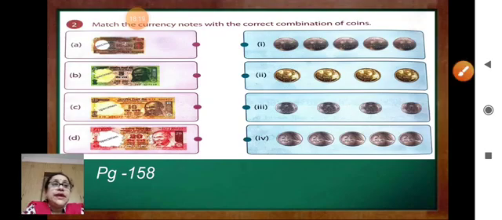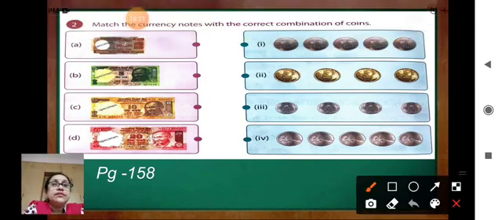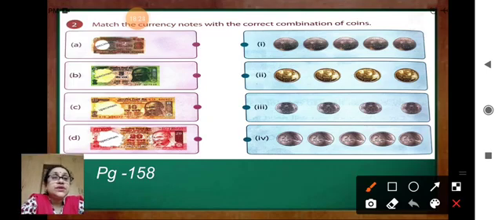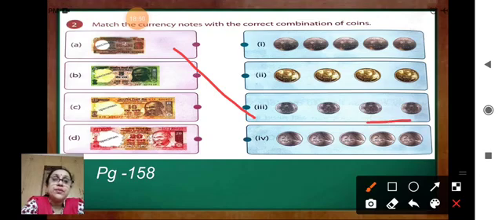Page 158. Match the currency notes with the correct combination of coins. You have to match the followings. Okay, you can see question A, rupees 2. Now find out how we will make 2. Now see here, this one, this 3. 50 plus 50, 50 paise plus 50 paise is 100 paise. That is rupees 1. And again this 50 plus 50 will make rupees 1. So 1 plus 1 is 2.